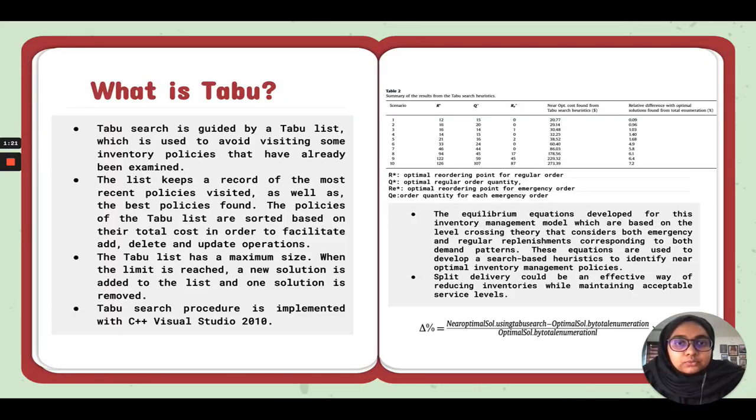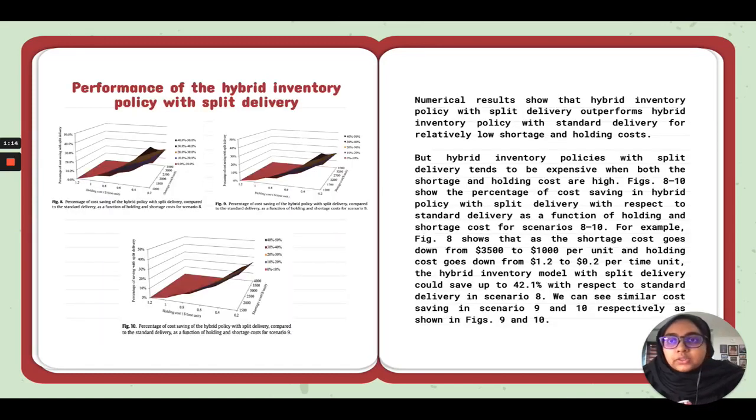And Table 2 is the summary of results from the taboo search heuristics. The performance of the hybrid inventory policy with split delivery is what we are looking for in this journal. As we can see, numerical results show that the hybrid inventory policy with split delivery outperforms the hybrid inventory policy with standard delivery for relatively low shortage and holding cost. But the hybrid inventory policy with split delivery tends to be expensive when both shortage and holding costs are high.